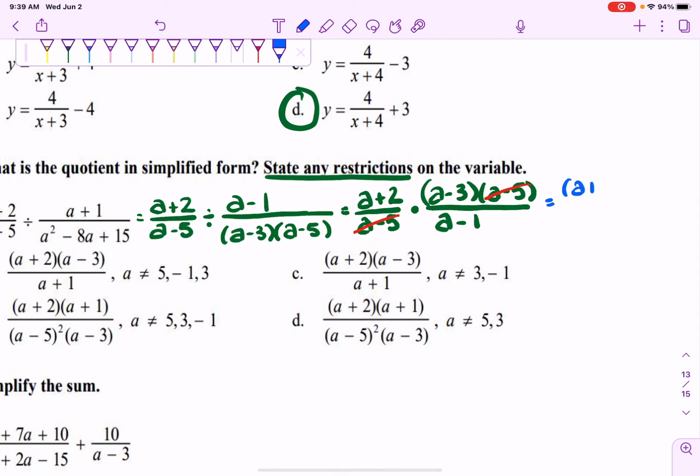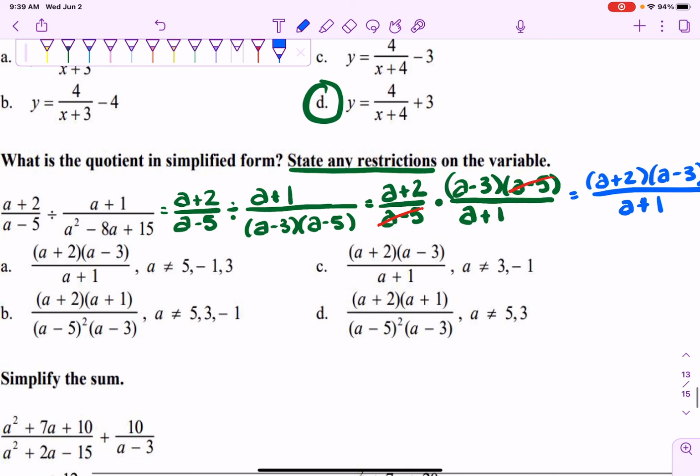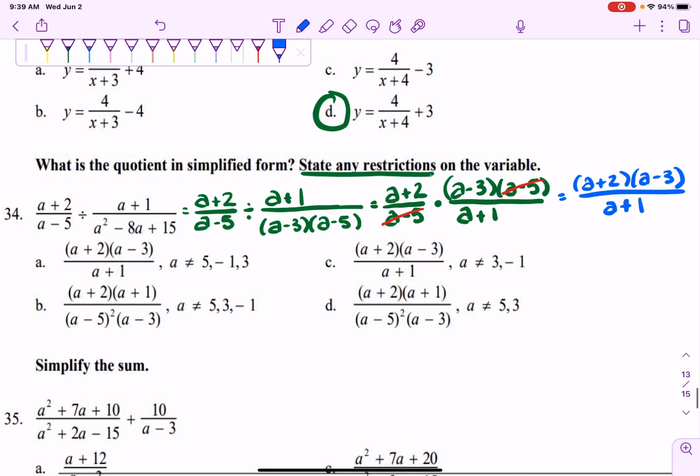So I'm left with a plus 2, a minus 3 over a, oh, I guess I probably should make it plus 1. Sorry, guys. It was a plus over here. That was my error. A plus 1. There we go. Okay, so if I'm looking at just that part, there's no way it can be B. It can't be D. So at least the fraction part matches on both A and C.